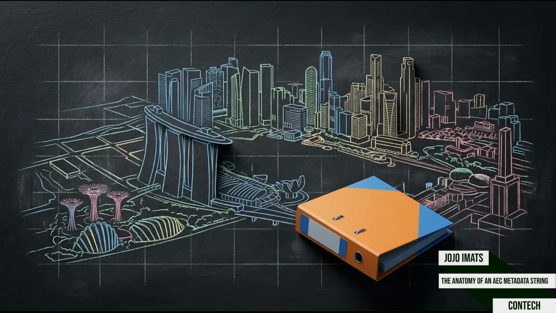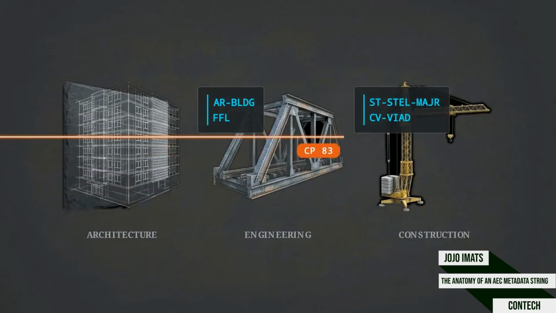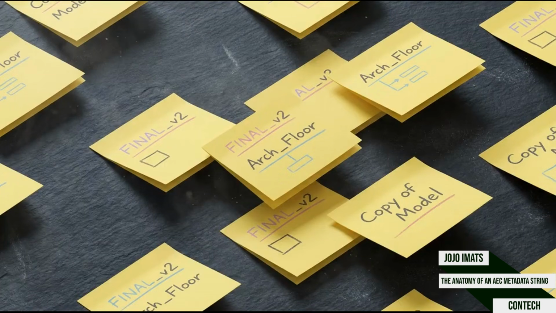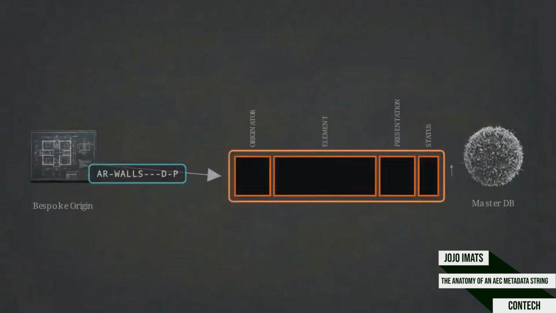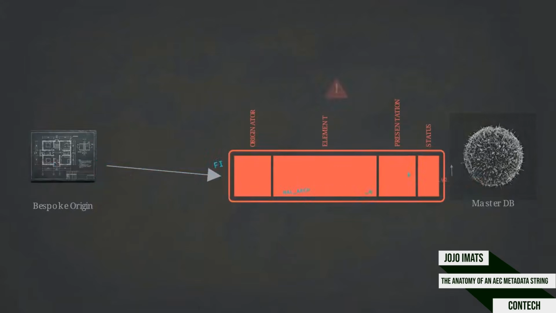To solve this data misalignment, the Singapore construction industry adopted the CP83 standard for CAD and BIM file organization. This standard provides a strict, machine-readable alphanumeric taxonomy, working across siloed architecture, engineering, and construction disciplines. Without it, firms rely on ad hoc internal layer naming conventions. Custom conventions fail during multidisciplinary project delivery because different software systems cannot parse bespoke logic.